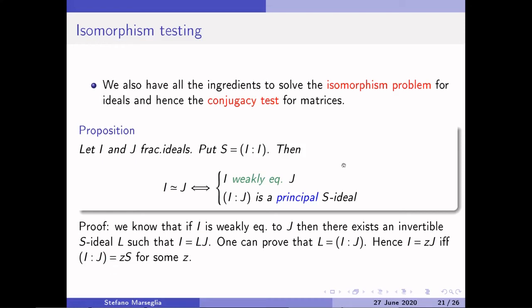Right, but this is also very nice from a computational point of view. So I told you that checking weak equivalence is very easy. And second, if we know the Picard group of S, as I said before, we also know how to solve the discrete logarithm problem inside S. And in particular, we know how to solve the principal ideal testing. So we can tell efficiently if a fractional S-ideal is principal. Right, great. This gives us an algorithm to check if two ideals are isomorphic without requiring I and J to be invertible in the beginning. Great, so we have solved also this problem.